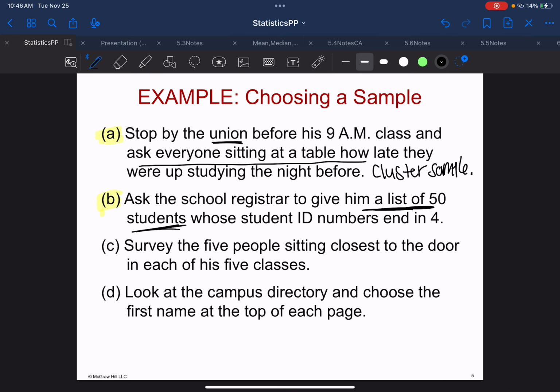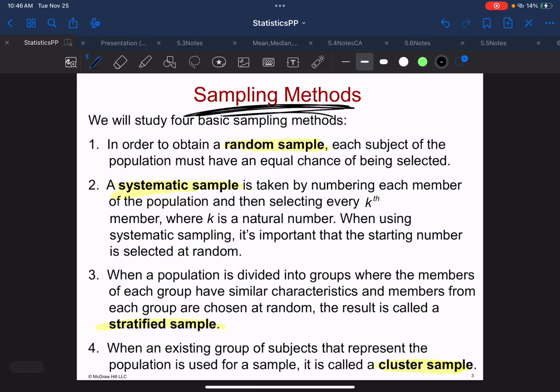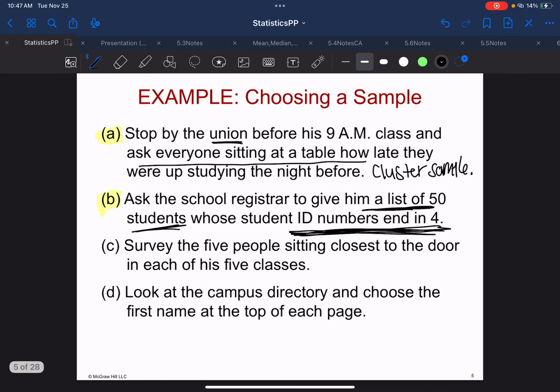And the list, well, it's not completely chosen at random. They chose it based on the student ID number ending in 4. So it's not every kth member, it's just a list of 50 students whose student ID numbers end in 4. And so it wouldn't be numbering the kth member. So this is actually going to be a random sample.